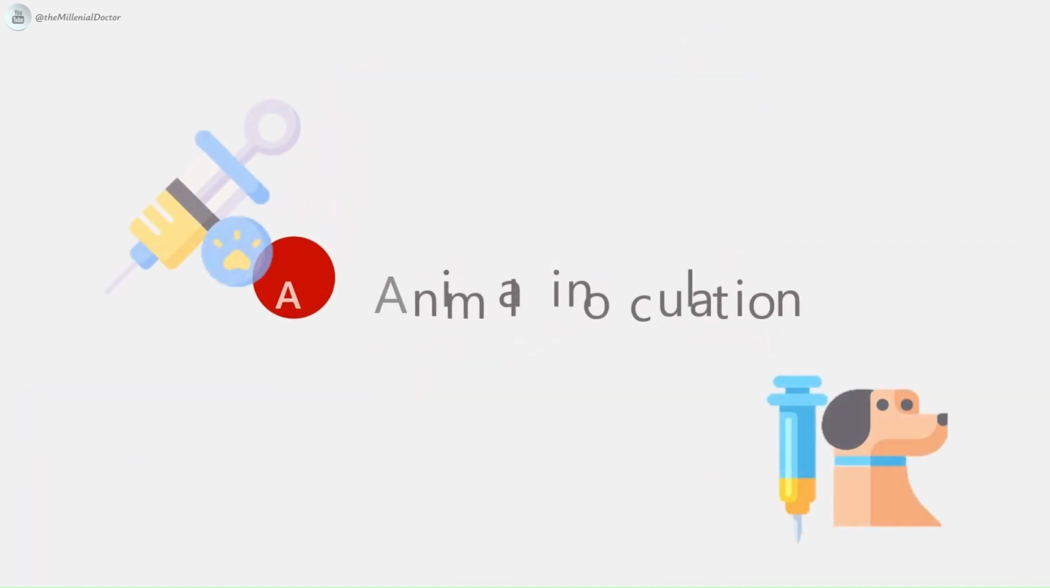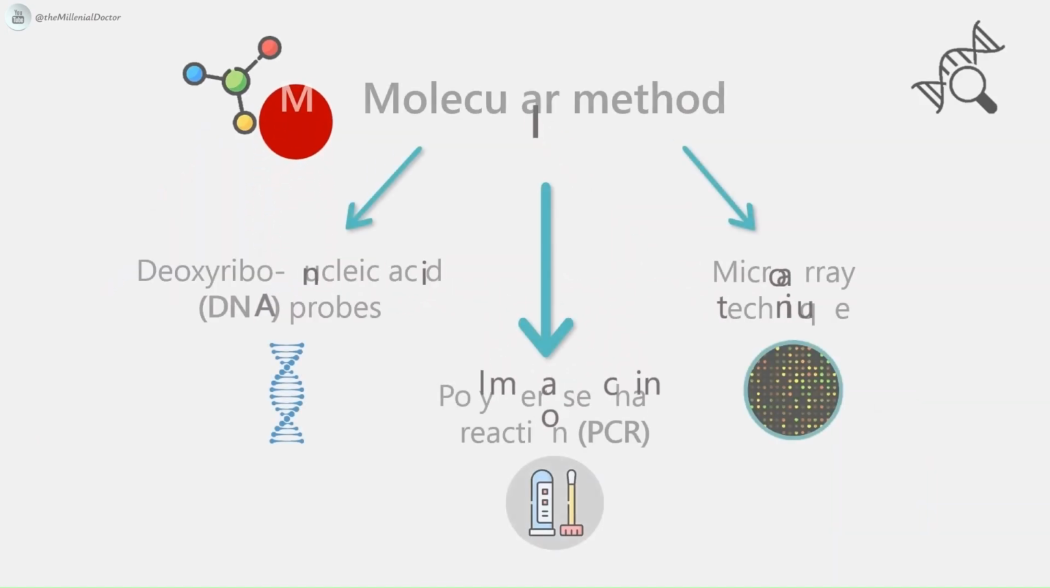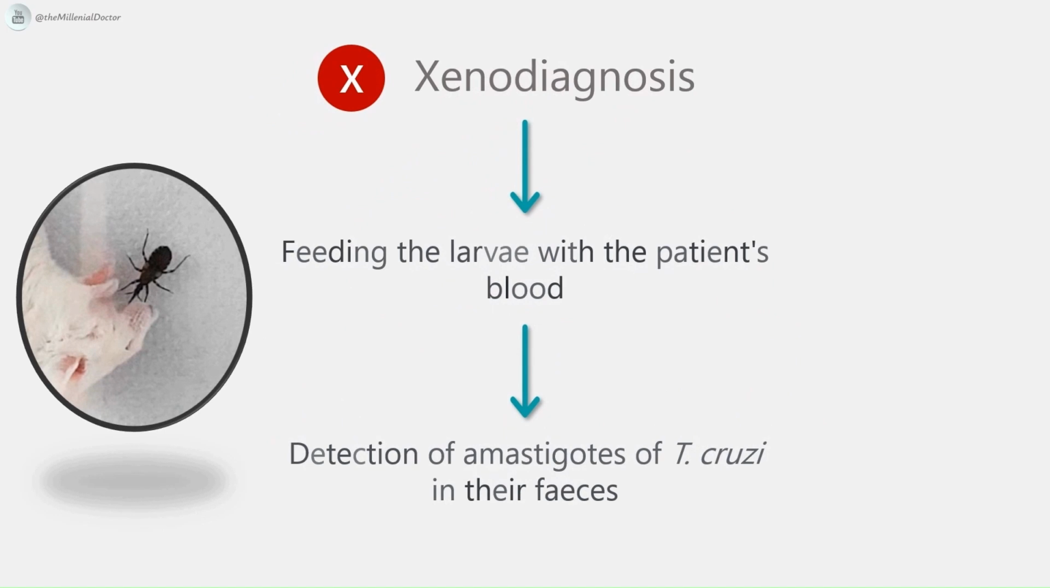Next, animal inoculation. It is useful for the detection of Toxoplasma, Trypanosoma, and Babesia from the blood and other specimens. Next, the molecular methods. Molecular methods most frequently used to diagnose human parasitic infection are deoxyribonucleic acid, that is DNA, probes, polymerase chain reaction or PCR, and microarray technique. These tests are very sensitive and specific. Next, xenodiagnosis. Some parasitic infections like Chagas disease caused by Trypanosoma cruzi can be diagnosed by feeding the larvae of reduviid bugs with the patient's blood and then detection of amastigotes of Trypanosoma cruzi in their feces.